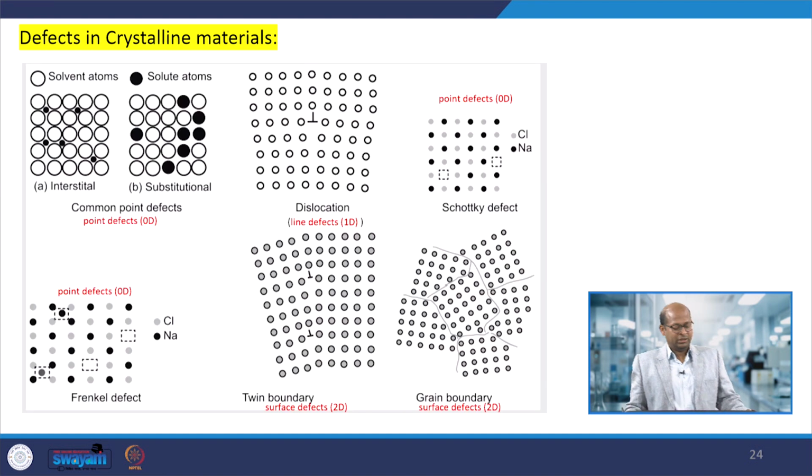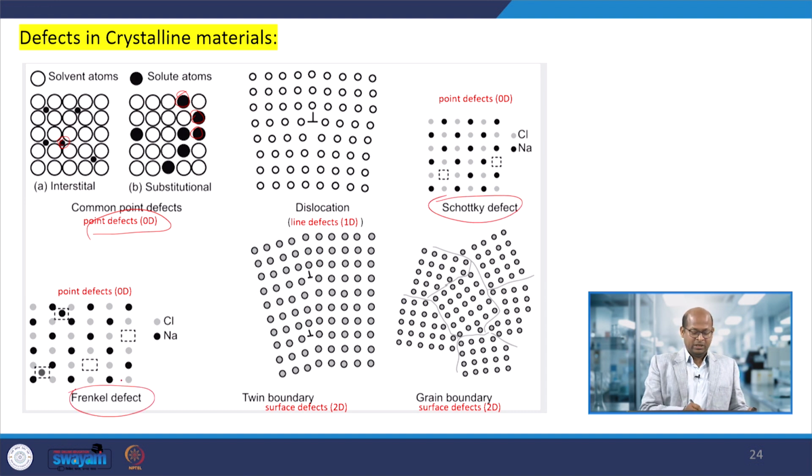Here are the point defects I mentioned: if an ion is absent at this particular point, or there are interstitial or substitutional defects, you can call them point defects. Another is the Schottky defect, and the Frenkel defect. Here either these sodium ions are absent, so same type of ions or different types of ions may be absent in the crystal. That type of defect is 0D. And dislocations are called line defects, which are 1D defects.